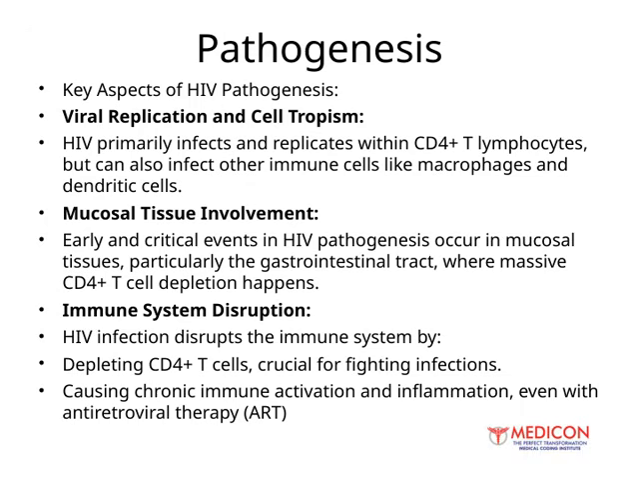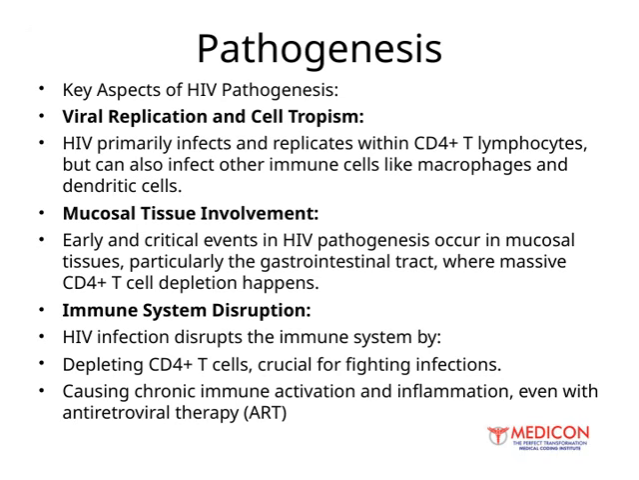Let's take a closer look at the key aspects of HIV pathogenesis. First, viral replication and cell tropism. HIV primarily targets and replicates within CD4+ T lymphocytes, which are essential for orchestrating immune responses. However, it's important to remember that HIV can also infect other immune cells, such as macrophages and dendritic cells, which can serve as reservoirs and contribute to the persistence of the virus.